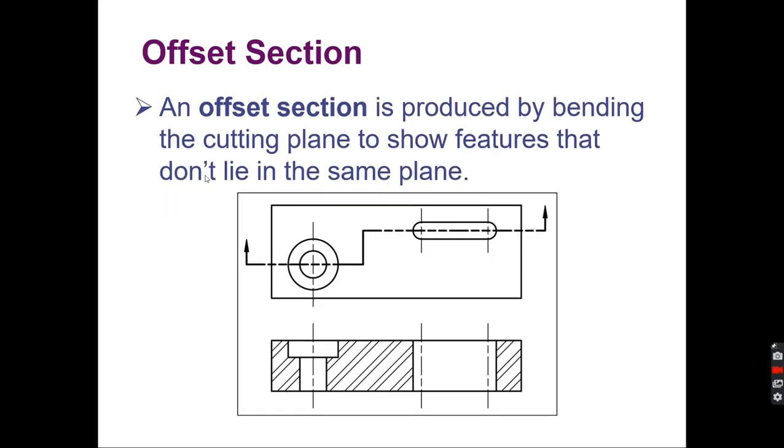An offset section is produced by bending the cutting plane line to show features that are not in the same plane. So here we want to show the dimensions of this hole, and we want to show this slot. Instead of making two separate sections, we'll make an offset section where we'll cut through this one, come there, and come through there. Notice that in reality, if you did this, there would be a line right here where you cut. That is omitted.